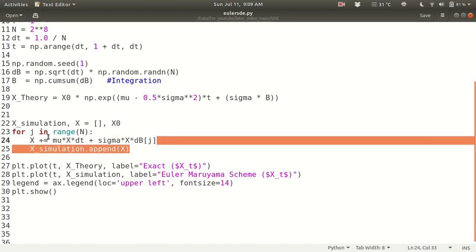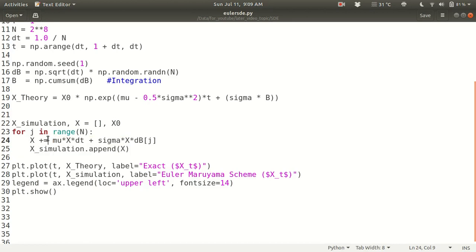And if it is minus equal, then it basically means that x equals x minus that thing. But here in this case it is plus equal, so that means x new is equal to x old plus this thing. Then I append the values of x in the array x simulation. So this is how I integrate.